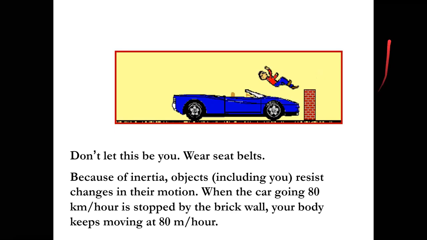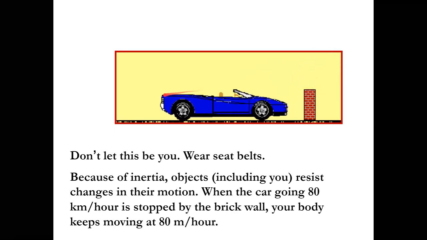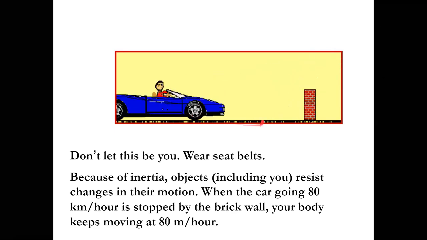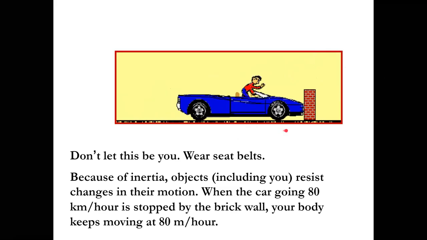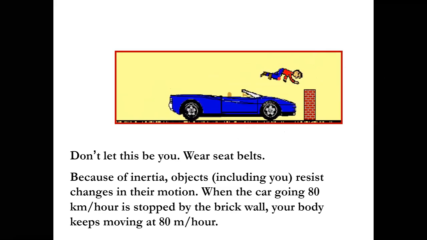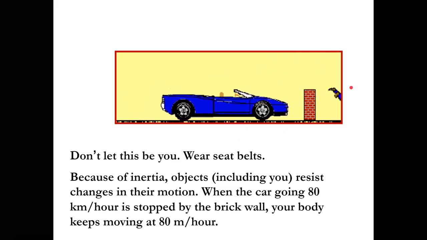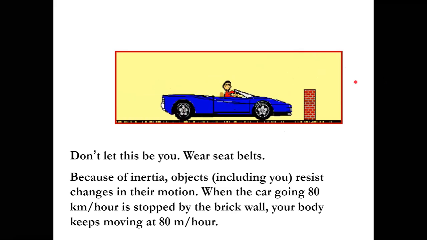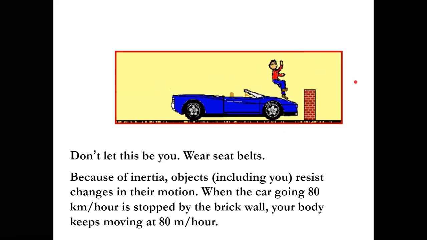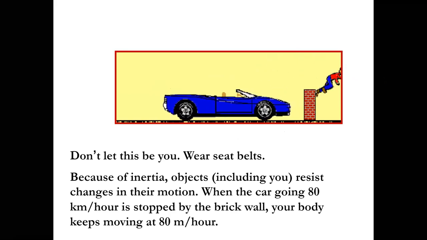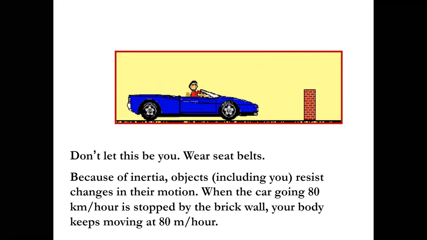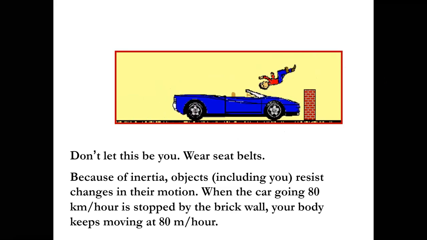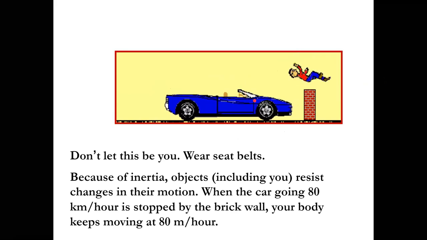So inertia is why this little dude keeps moving forward even though the car stops. Because inertia says that if you have mass, you're going to keep moving in a certain direction until some sort of outside force causes you to stop moving. If you're wearing a seatbelt, that outside force will be the seatbelt across your chest. If you're not wearing a seatbelt, that outside force might be the car windshield or the wall or tree that you hit.